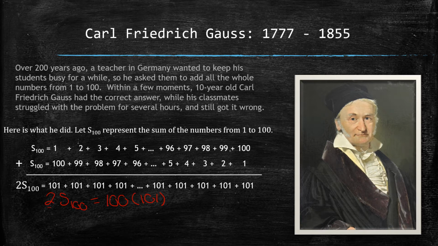But then we've got to isolate this sum of 100, because his teacher only asked him to add them up once, not twice. So he divides everything by 2. The sum of 100 terms is going to be 1/2 times 100 times 101, which is 5,050. And that's how he did it.